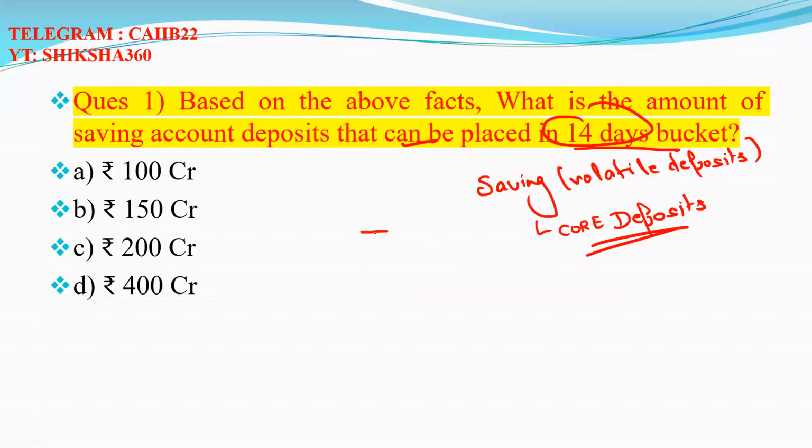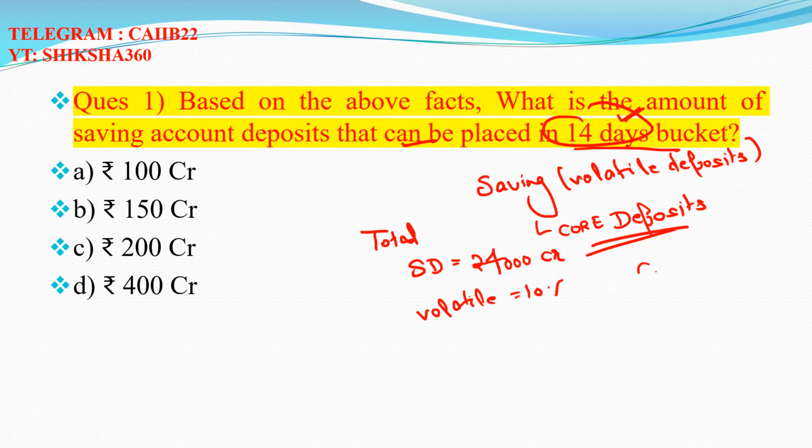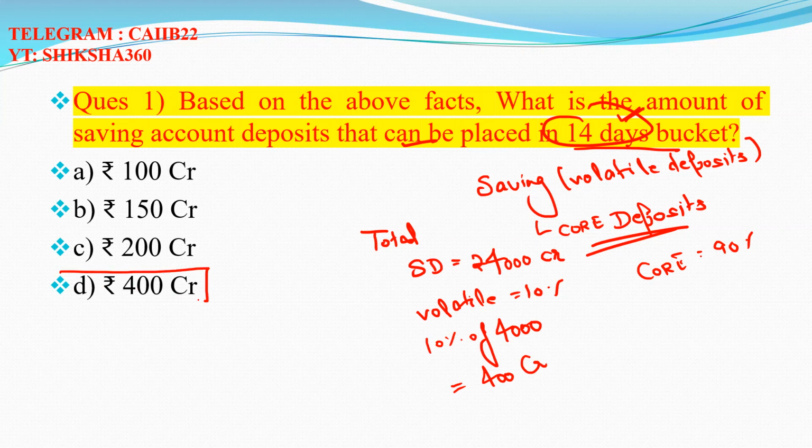So the total saving deposit is 4,000 crore, and under the volatile, that is up to 14 days, volatile is 10%. So core means 90%. So 10% of 4,000 is 400 crore. So this one is the answer.